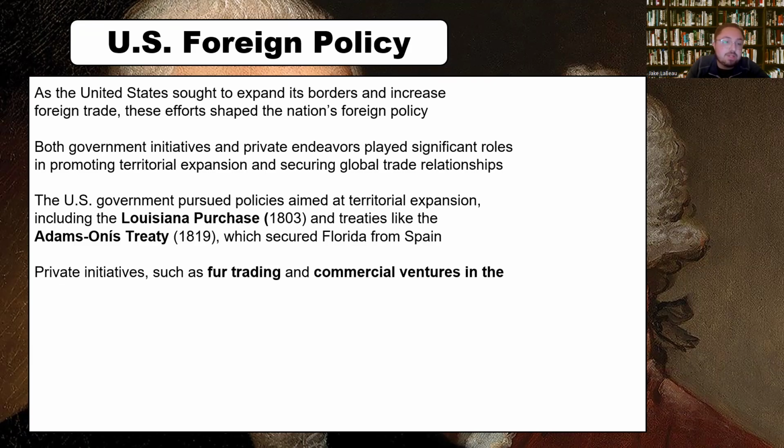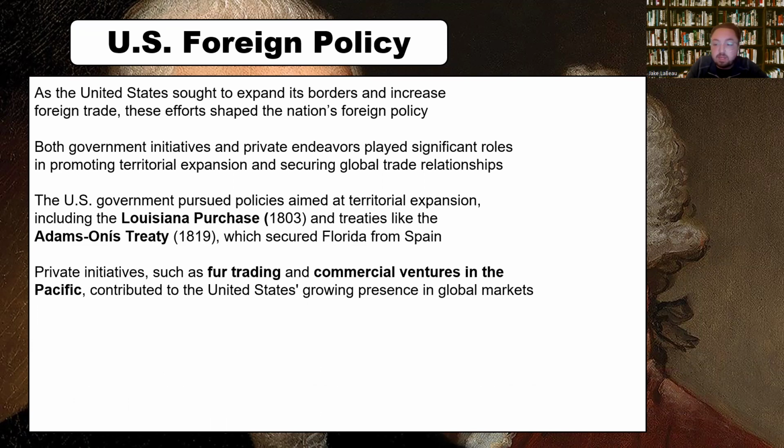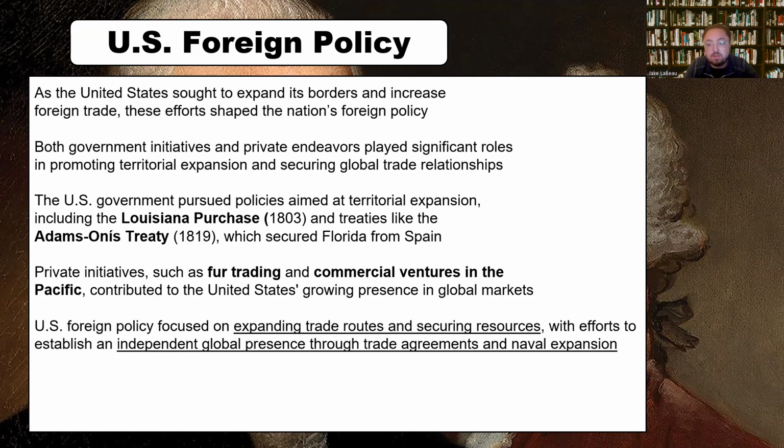So private initiatives such as fur trading and commercial ventures in the Pacific contributed to the United States' growing presence in the global markets. So we're connected. We're starting to establish networks of international and global trade. So U.S. foreign policy focused on expanding trade routes and securing resources, with efforts to establish an independent global presence through trade agreements and naval expansions.